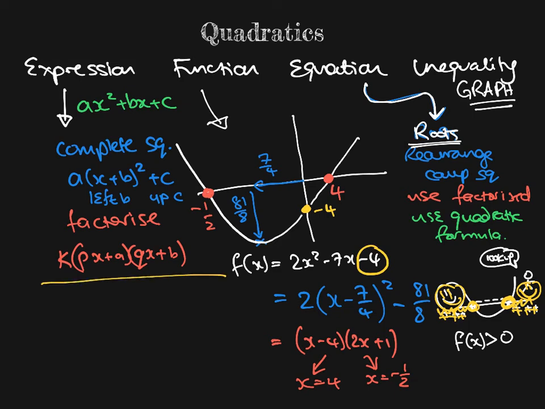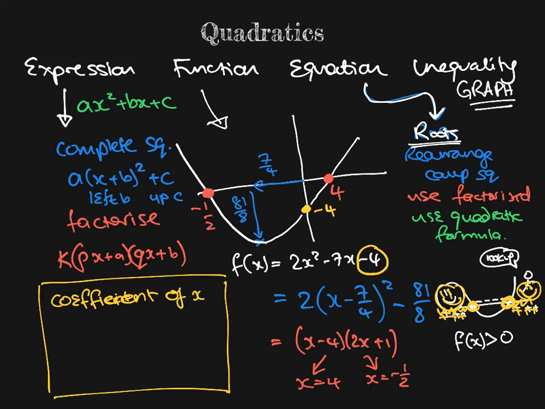So, in summary, things to look out for with a quadratic, to be careful of, is look at the coefficient of x². The coefficient means the number in front of. If it's positive, then that's a positive quadratic, and if it's negative, it's a negative quadratic. So that's something that students sometimes miss.